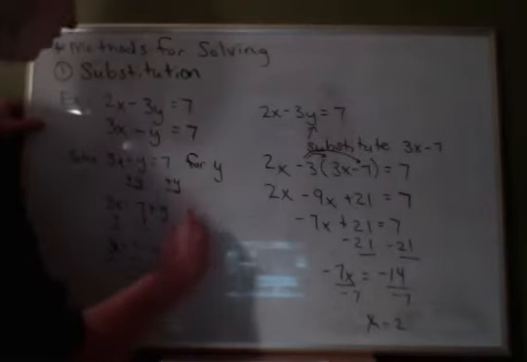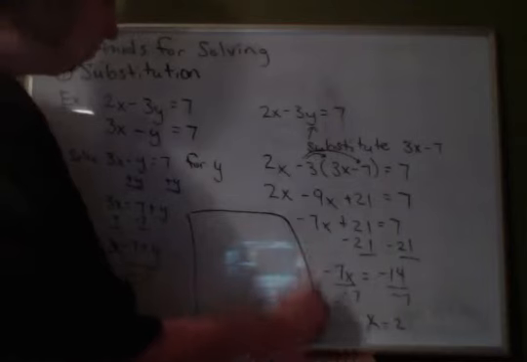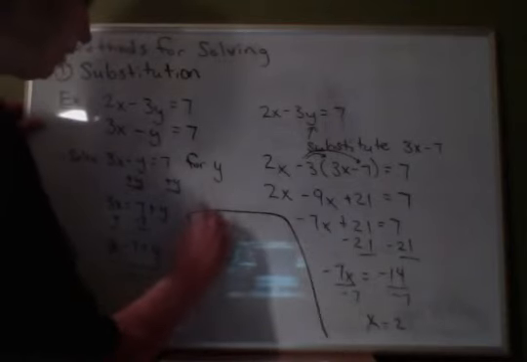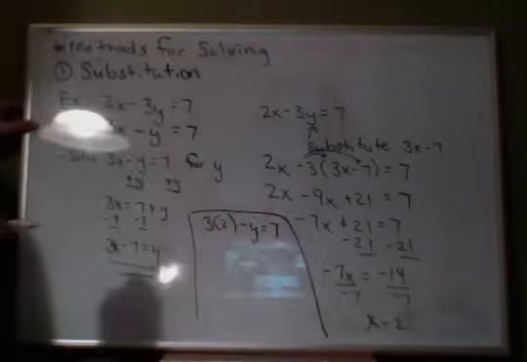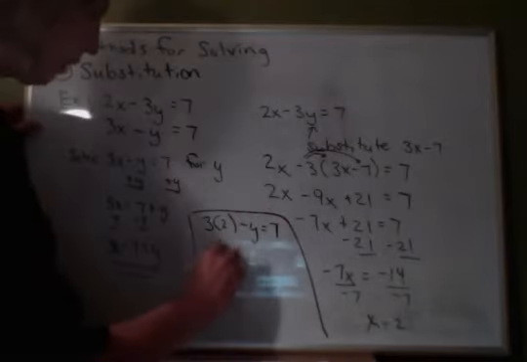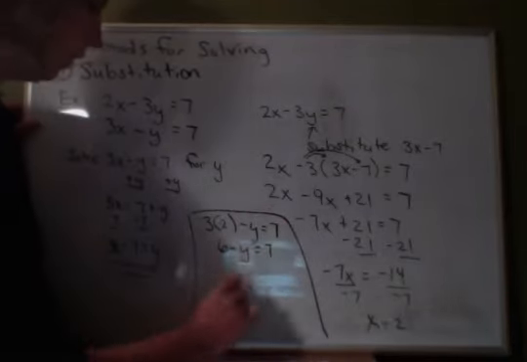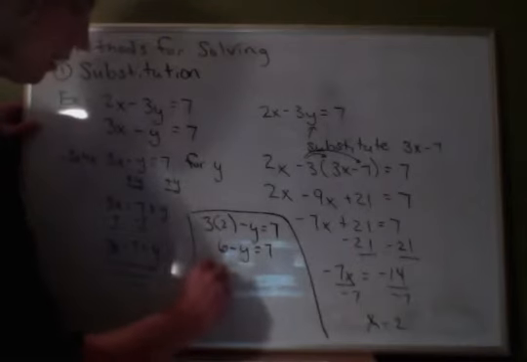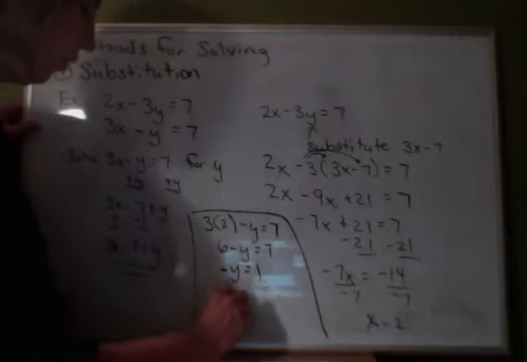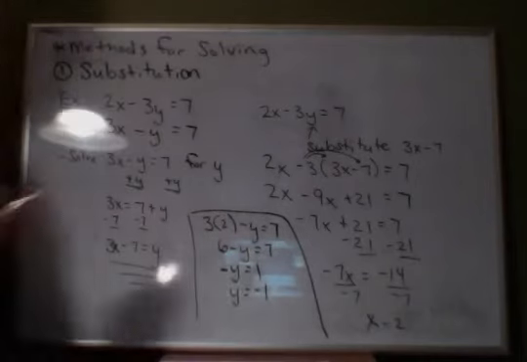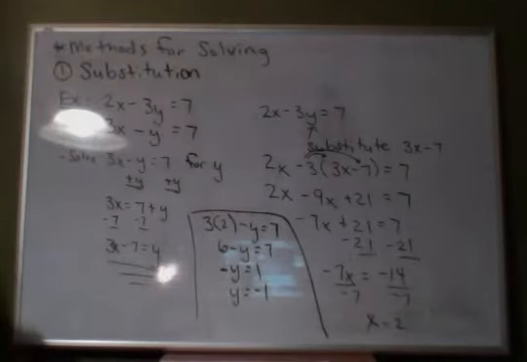So I'm going to just have to make some space here. There we go. So I'm going to have 3 times 2 minus y equals 7, or 6 minus y equals 7. Subtract 6 on both sides, so negative y equals 1, or y equals negative 1. So we have now found that x equals 2, y equals negative 1.